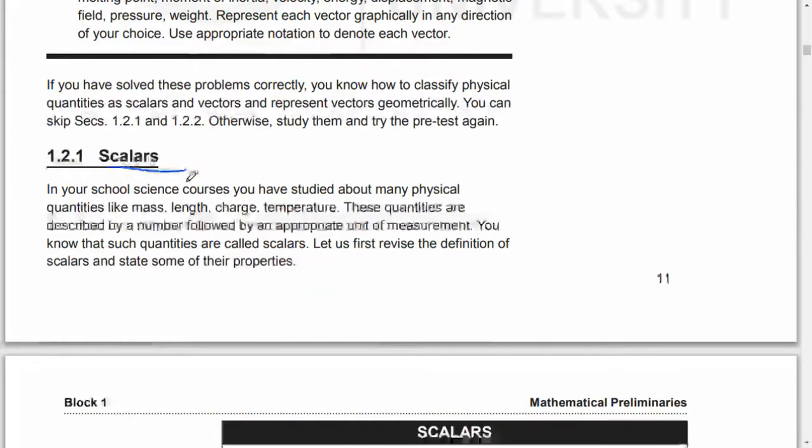Scalars. In your school science courses, you have studied about many physical quantities like mass, length, charge, temperature. These quantities are described by a number followed by an appropriate unit of measurement. You know that such quantities are called scalars. Let us first revise the definition of scalars and state some of their properties.